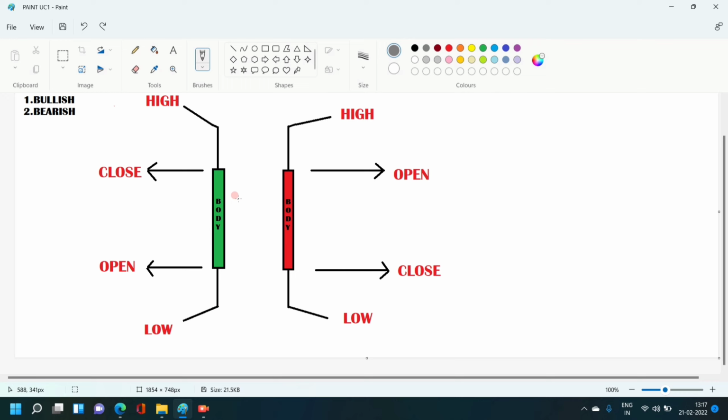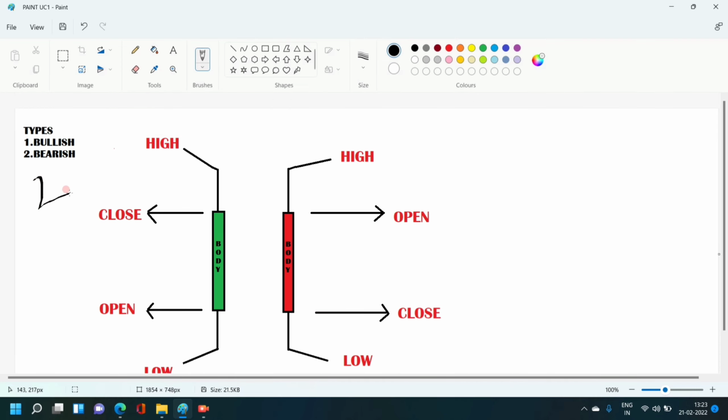We quickly move on to paint to discuss the parts and types of candlesticks. The parts of a candlestick are the body and the wick. The body represents the opening and closing price of the time period, and the wick, which is the black line above or below the body, represents the highs and lows of the time period. If the wick is above the body, then it represents the highs of the time period, and if the wick is below the body, then it represents the lows of the time period.